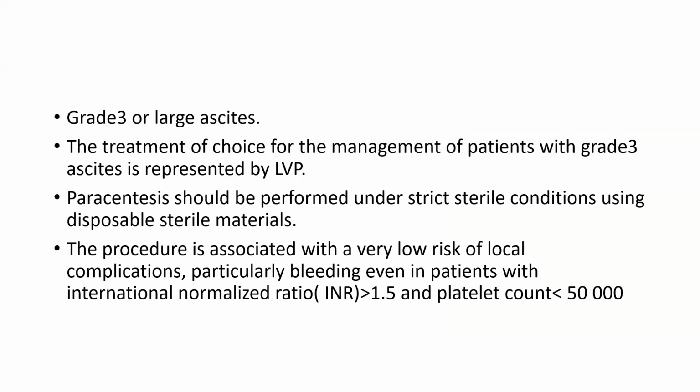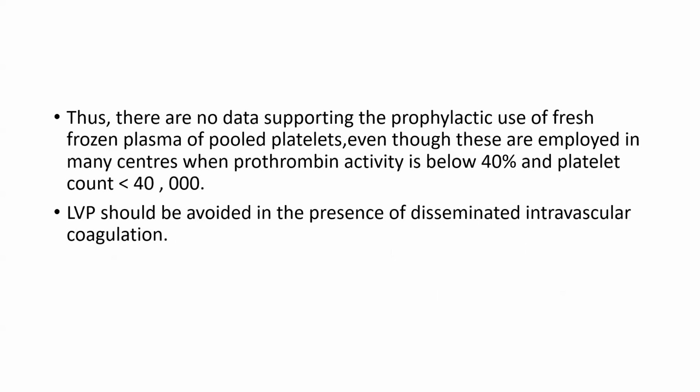Now, regarding grade 3 or large ascites, the treatment of choice for management of patients with grade 3 ascites is large volume paracentesis. Paracentesis should be performed under strict sterile conditions using disposable sterile material. The procedure is associated with very low risk of local complications, particularly bleeding, even in patients with INR of more than 1.5 and platelet count of less than 50,000.